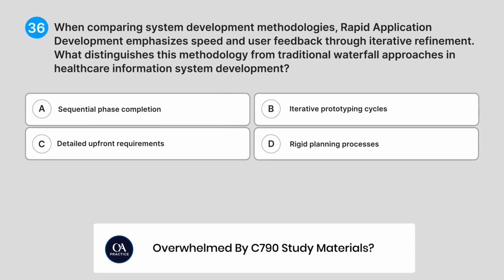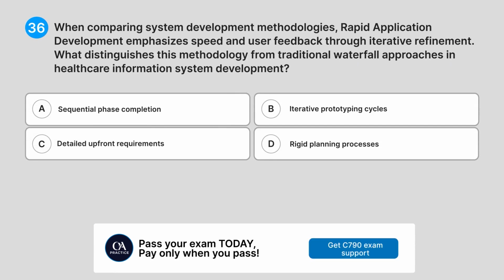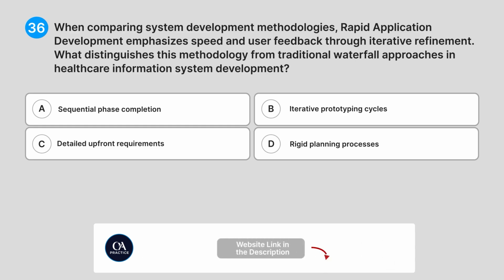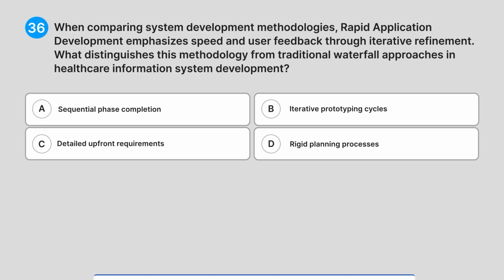36. When comparing system development methodologies, rapid application development emphasizes speed and user feedback through iterative refinement. What distinguishes this methodology from traditional waterfall approaches in healthcare information system development? A. Sequential phase completion. B. Iterative prototyping cycles. C. Detailed upfront requirements. D. Rigid planning processes.